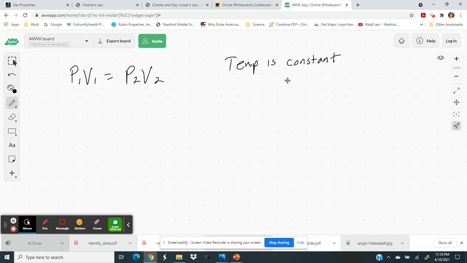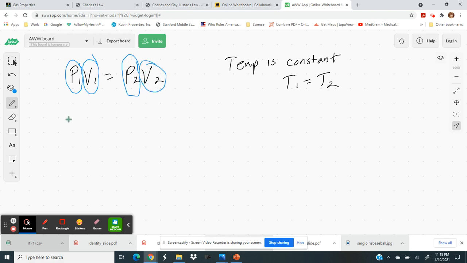In other words, T1 and T2 are equal to each other. They haven't changed, but P1 and P2 aren't. Now, real quickly, just to point this out: P1 is one variable. V1 is one variable. You don't do anything with these numbers. They're just subscripts. This is the first pressure versus the second pressure. P2 is the third variable, and V2 is the fourth variable.